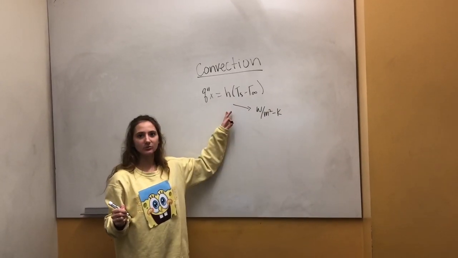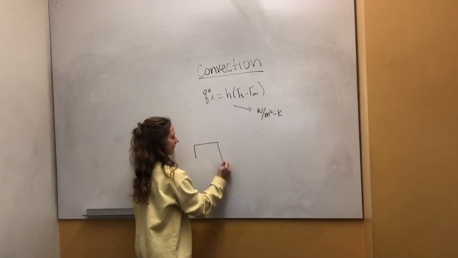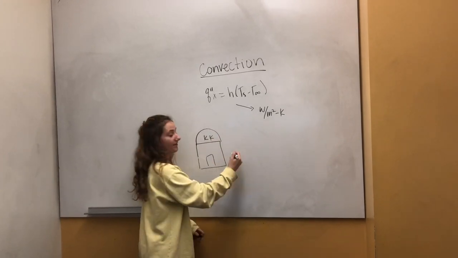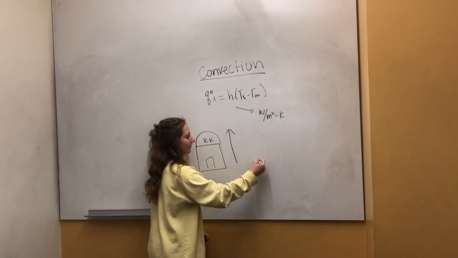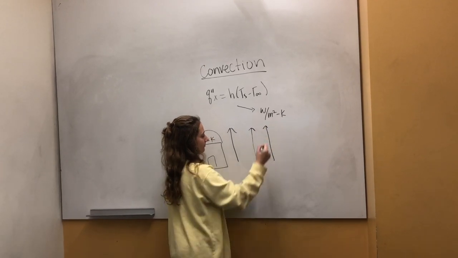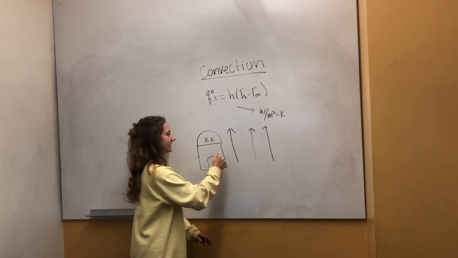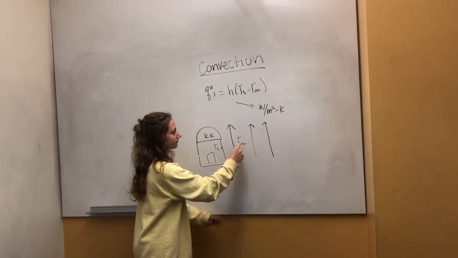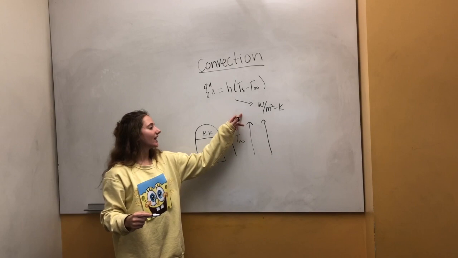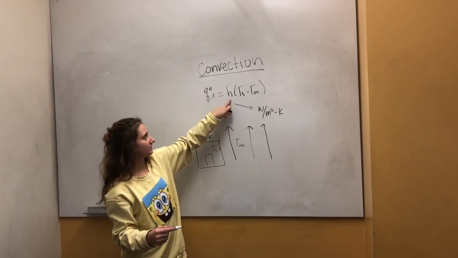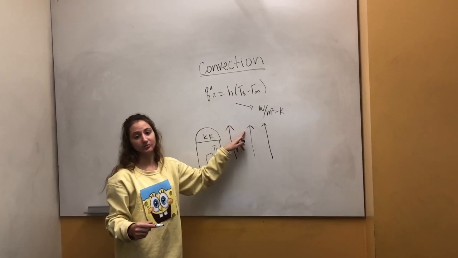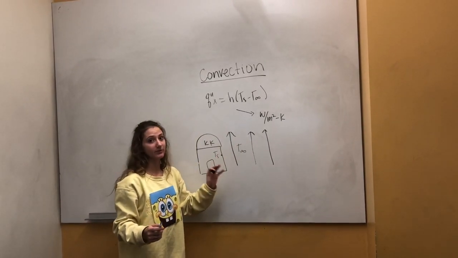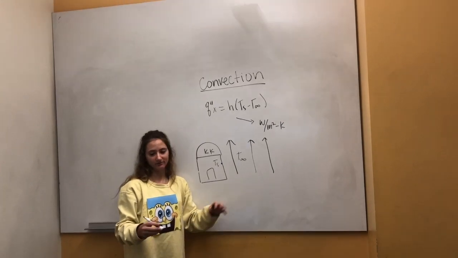And when we're talking about the Krusty Krab, here's the Krusty Krab, and then the ocean is on the outside of the Krusty Krab flowing by like this. This is our bulk fluid motion. And then this would be our temperature of the surface, and this is the temperature of the bulk. It's important to note that the H is dependent on how fast the ocean is moving. So when the ocean's moving really fast, there's more heat transfer to the Krusty Krab, and when it's moving really slowly, there's less heat transfer.